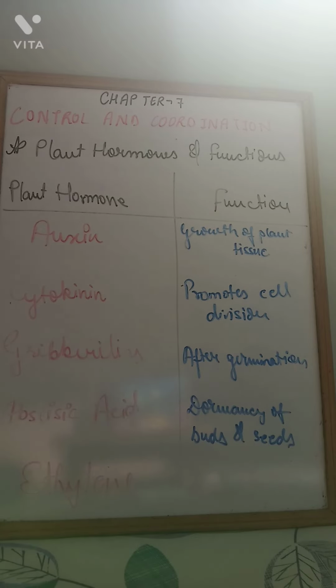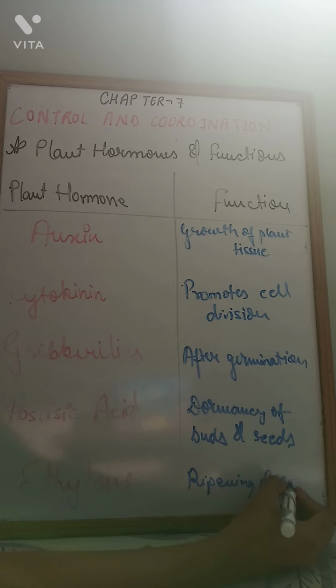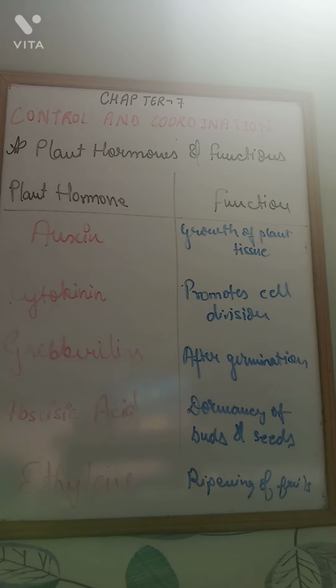Last comes ethylene. This is a gaseous hormone which causes ripening of fruits. So these five are the plant hormones and these are their functions.